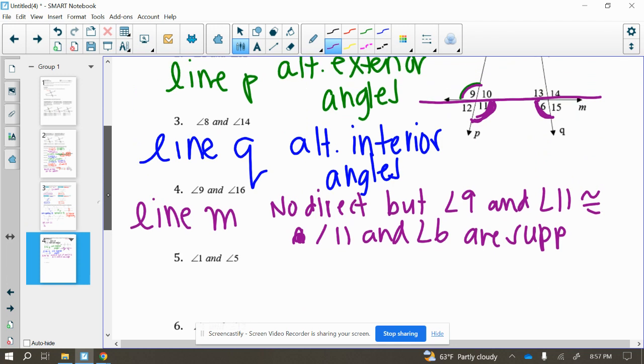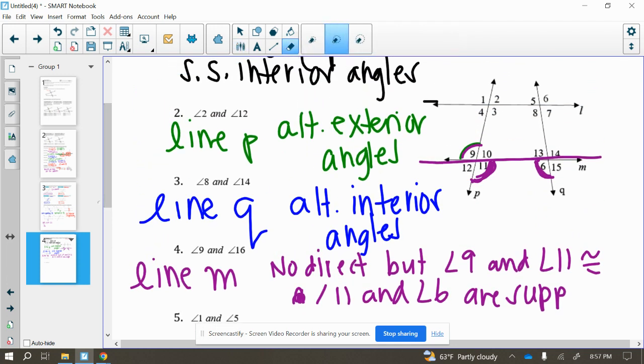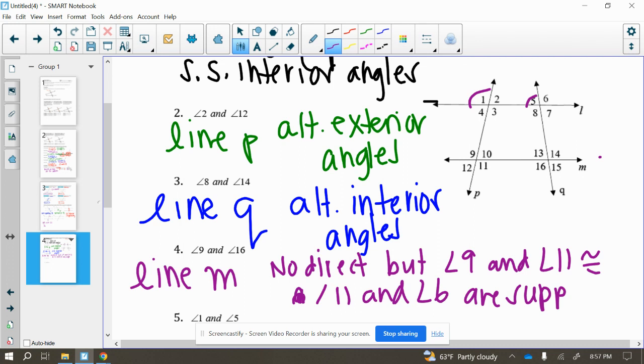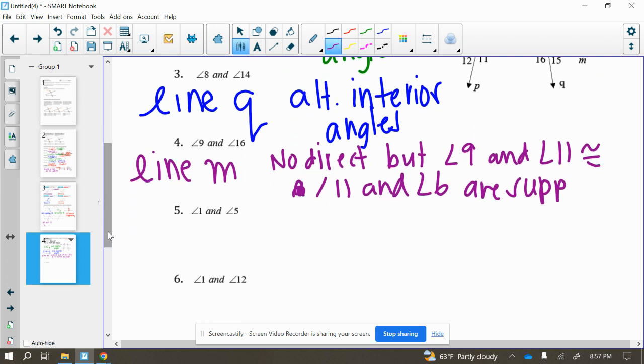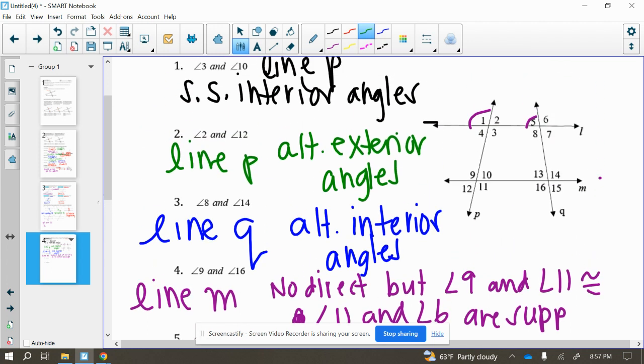Last two I'm going to have you try on your own. First, you will be looking at angles 5 and 1. What is your transversal, and what kind of relationship would they have? And then for the second one, you're looking at angle 1 again, but this time angle 12.